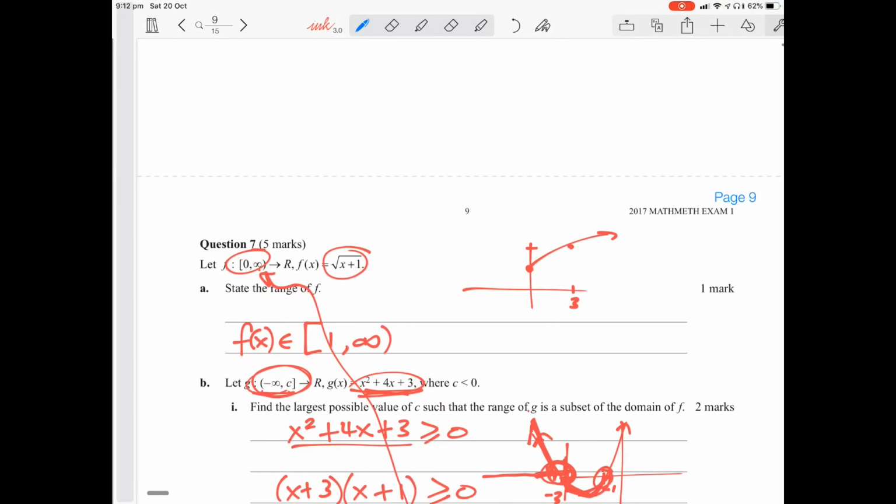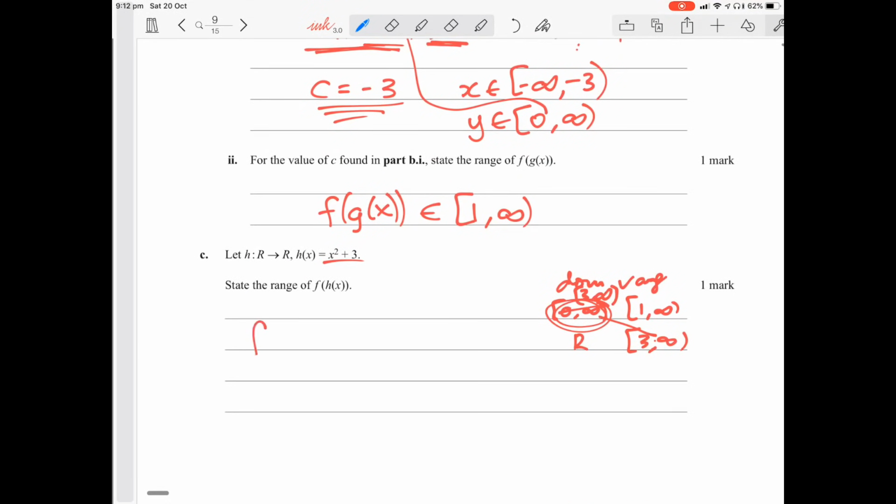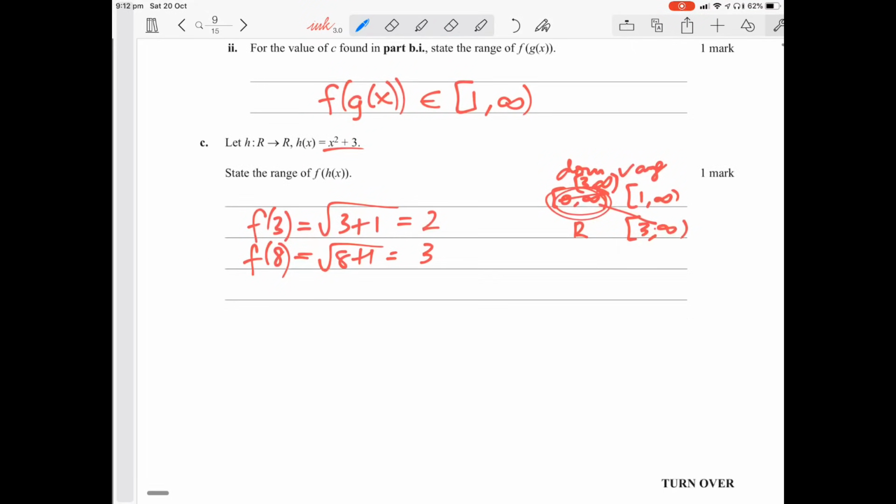So we need to work out, for this function, if we use 3 to infinity, so if I said f of 3, that's root 3 plus 1, which is 2. So that's my lowest value, I think. Try a bigger value. What's something that's nice? 8. F of 8, if I put 8 into it, I get root 8 plus 1, which is 9. Square root of 9 is 3.